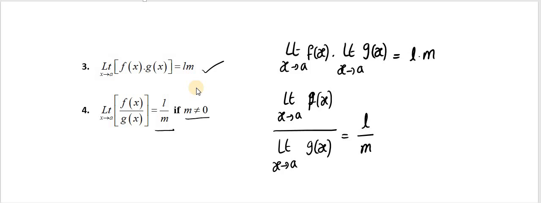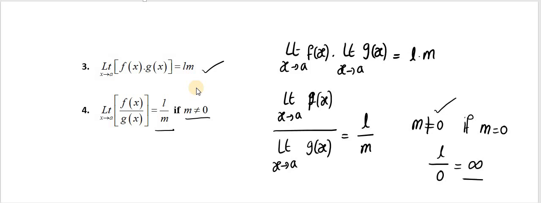Here they have given one condition, that is M is not equal to 0. If M equals 0, then L by M becomes L by 0. That means we are going to get infinity. To avoid this infinity, we are taking M is not equal to 0. Now we prove all these four by using the definition of limit of a function.